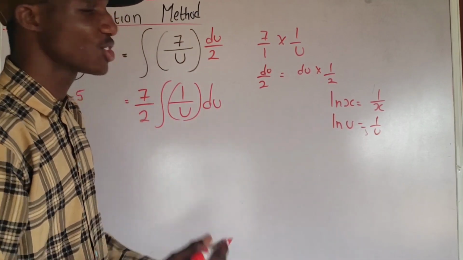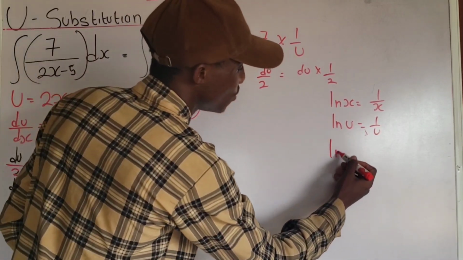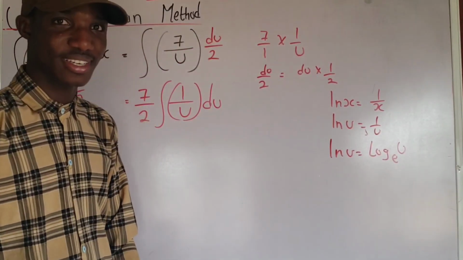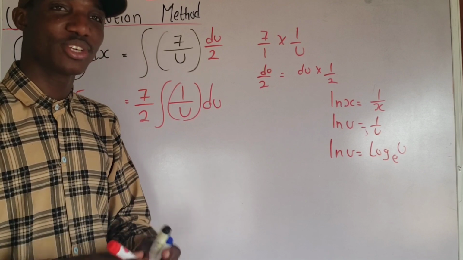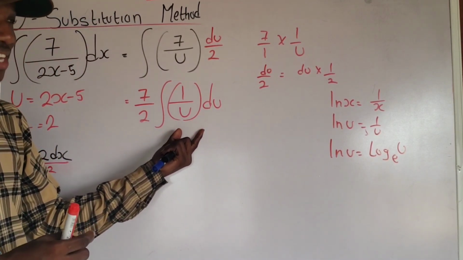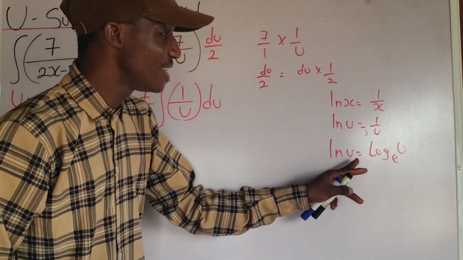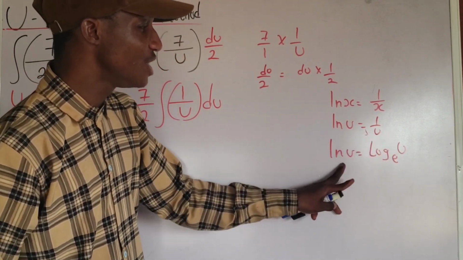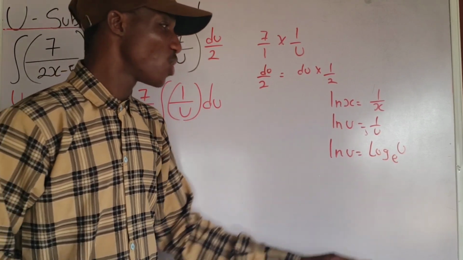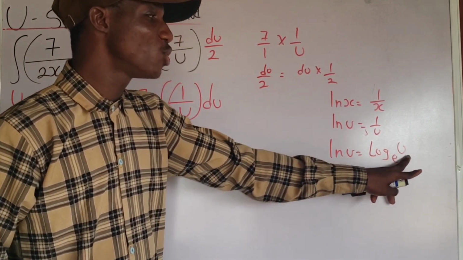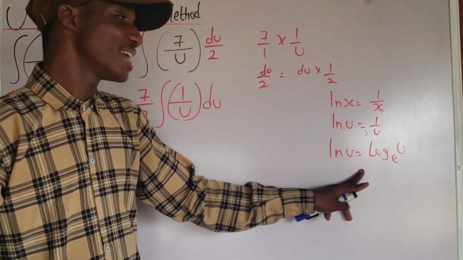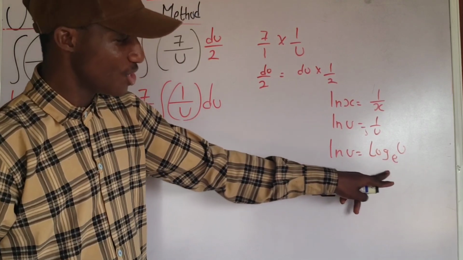And I'm very sure that from your basic mathematics, you know that ln u equals log u to the base of e. Please pay attention. It's simple. I'm just taking you through this process so as not to get confused when I integrate 1 over u. So you know that ln u is equivalent to log u to the base of e. If you don't want to write log u to the base of e, you can put it like this, ln u. ln means natural log, okay?